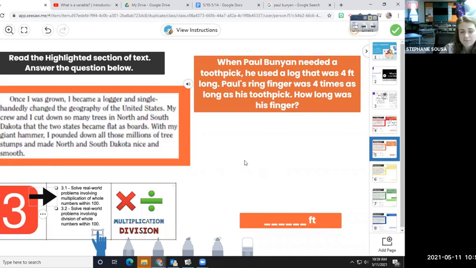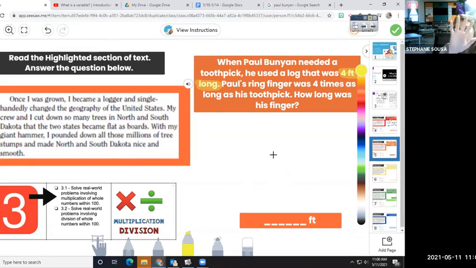All right, so he's cut down a tree. He's going to use a log that was 4 feet long. 4 feet long for a toothpick. That's a long toothpick. Paul's ring finger was 4 times as long as his toothpick. How long was his finger? All right, so let's figure out what we know. We know that the log he used was 4 feet long. Let's write it down.